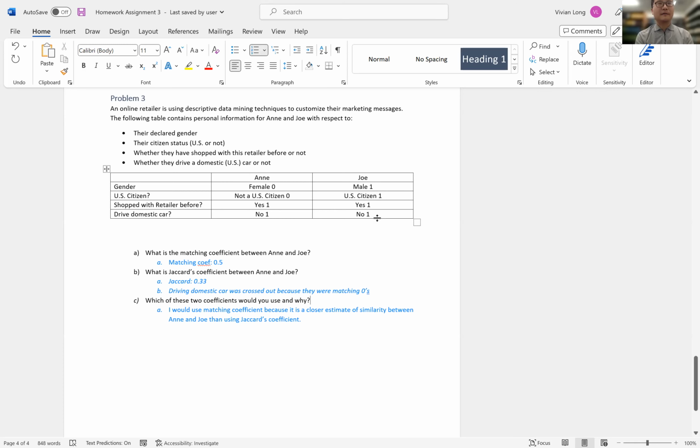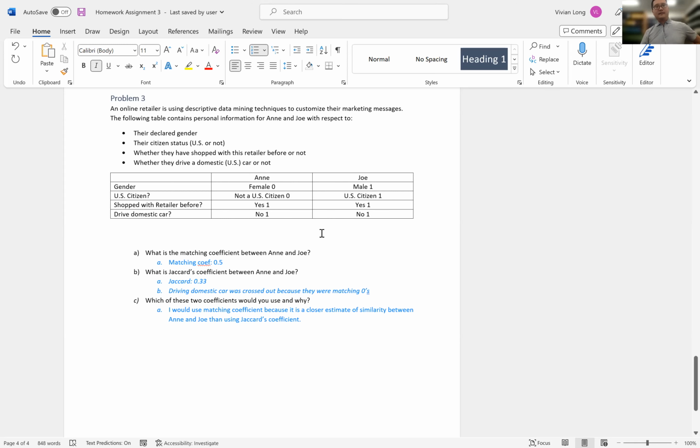Why did you believe so for C? Yeah, so for C, I said that because we're looking at similarity. And just by looking at this, we see 2 out of the 4 items Anne and Jill are matching on. So we see that the matching coefficient is 50%, which looks good. When we look at Jaccard's, in this case it's 33, but in this case it's 100%, which is not exactly true. Anne and Jill are not 100% matching.